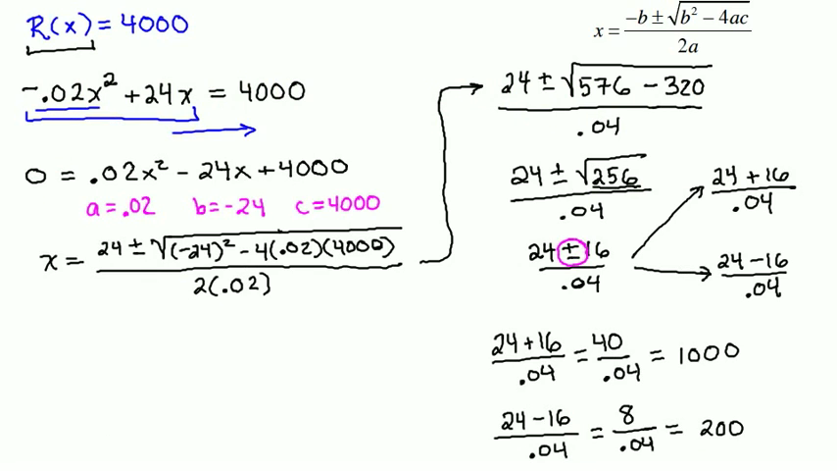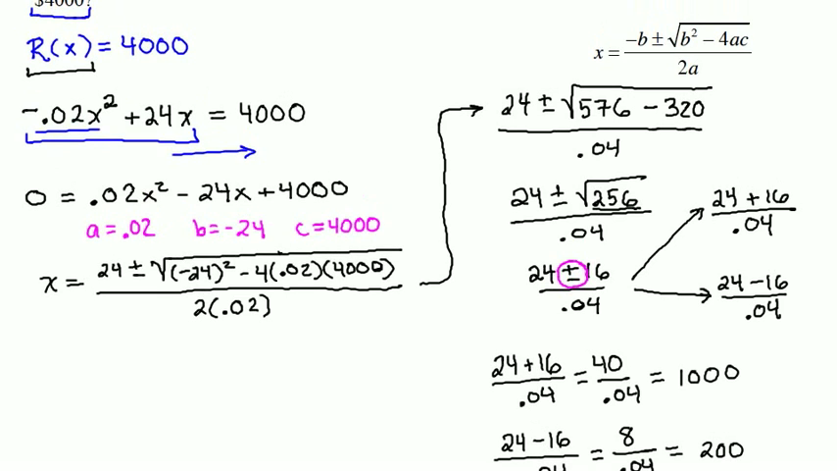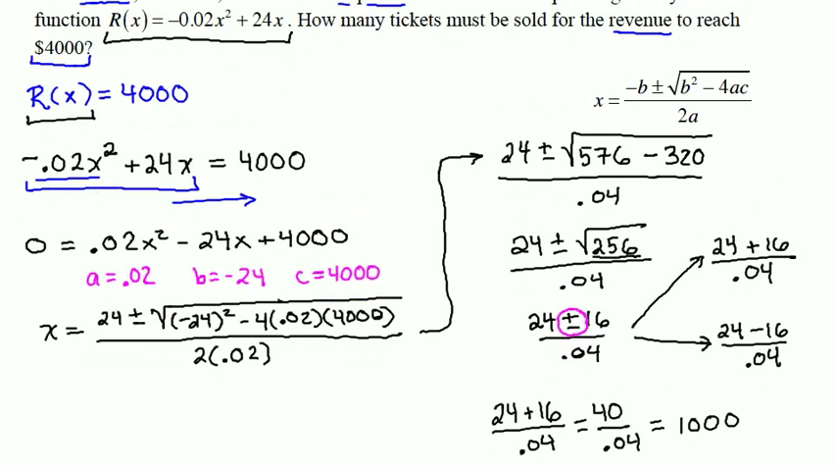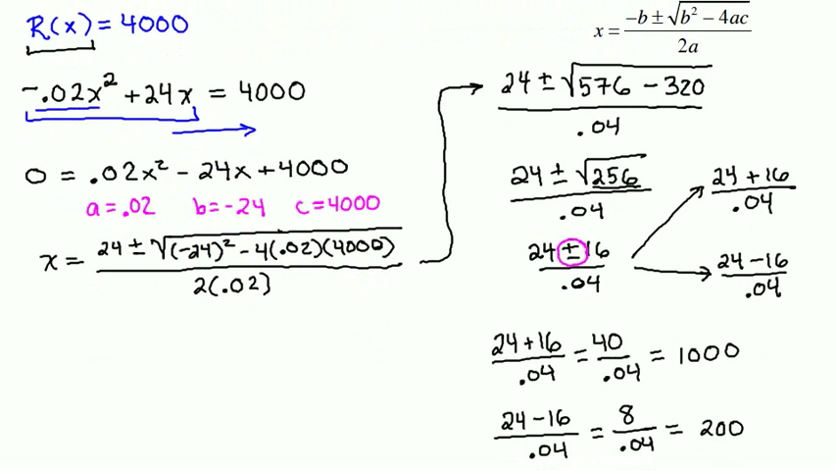Sometimes when we get more than one solution, we have reason to throw one of them out. We need to look back at the original problem to figure out whether these are both reasonable answers. Remember that x is the number of passes, or the number of tickets sold to an amusement park, and R of x is the revenue. In this case, they do both seem like reasonable answers. Neither of them is negative, and neither of them is going to give us a negative revenue either, which we could verify by just plugging them in.